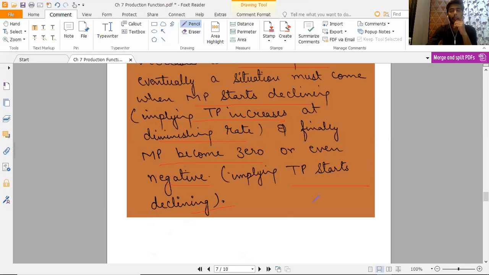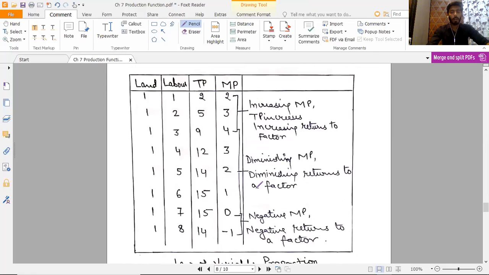Now, what do you mean by increasing at increasing rate or increasing at diminishing rate? Whenever TP increases by more than it did in the earlier unit, for example, this time TP increased by 2 units, next time it increases by 3, then 4, that means TP is increasing at increasing rate. Similarly, TP increased by 4 units earlier, this time it is increasing by 3, in the next unit it increases by 2. So TP is increasing, but at diminishing rate. It is increasing every time, but by less than before.